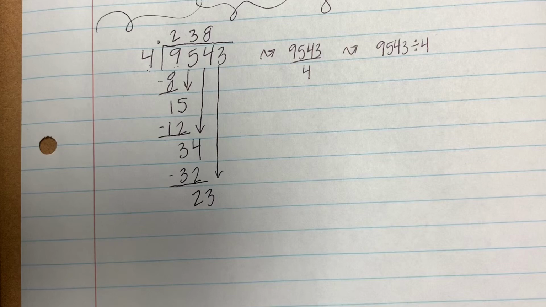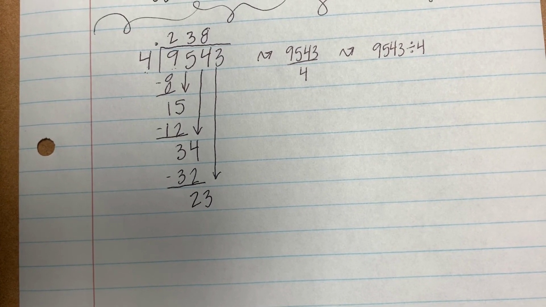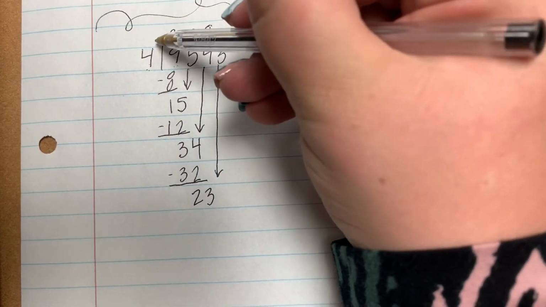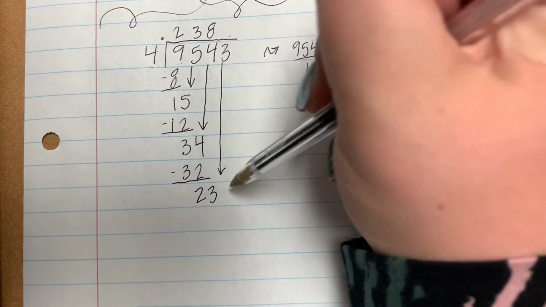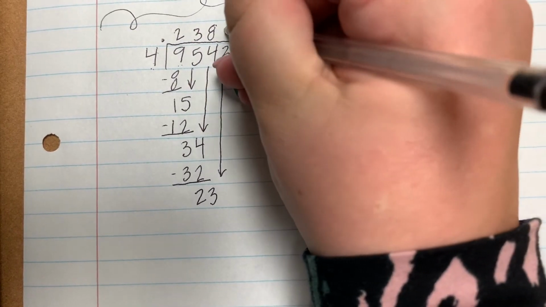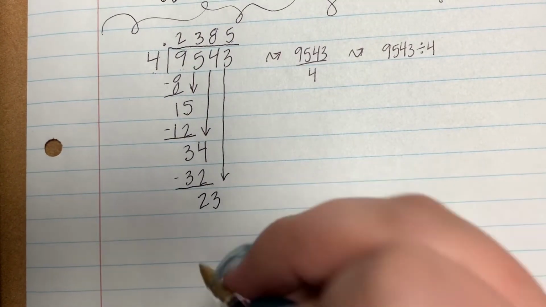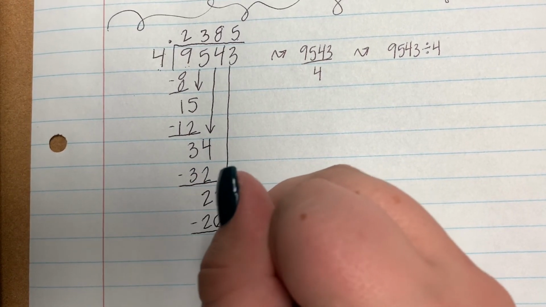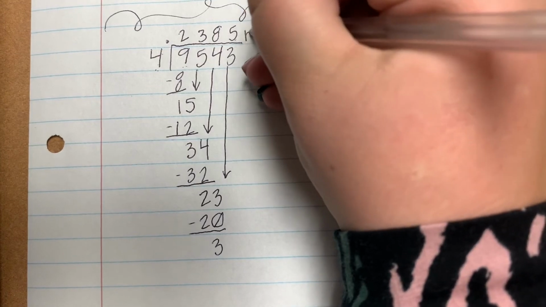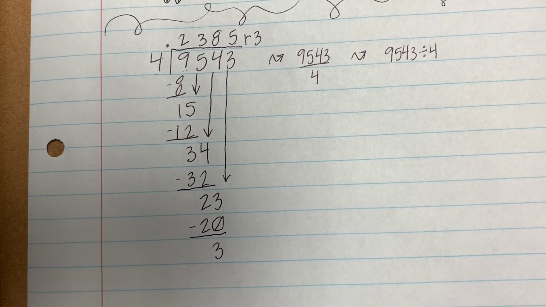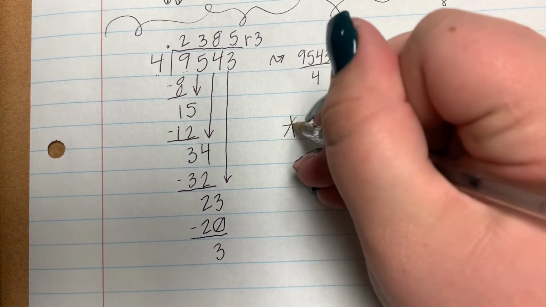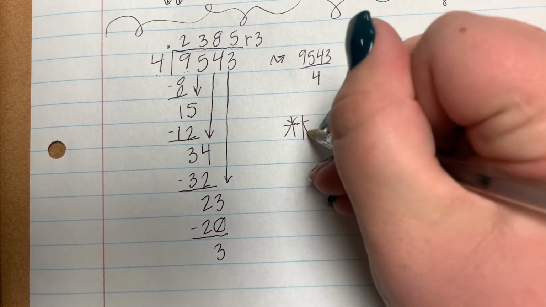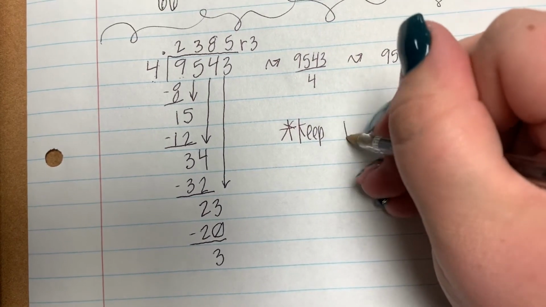And I have this 23. 4 goes into 23 how many times? Or I could ask myself, 4 multiplied by what gives me a number close to 23? It's going to be 5 because 6 would be too many. I subtract that out. 23 minus 20 is 3. 2,385, remainder 3.